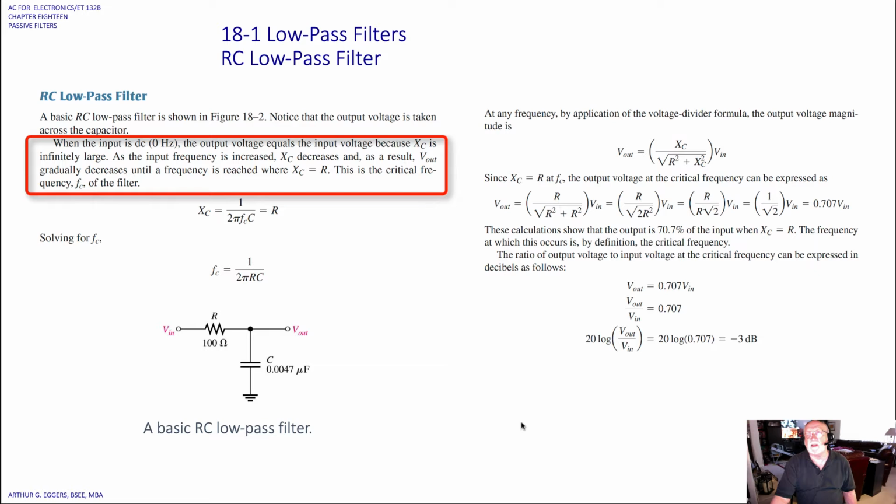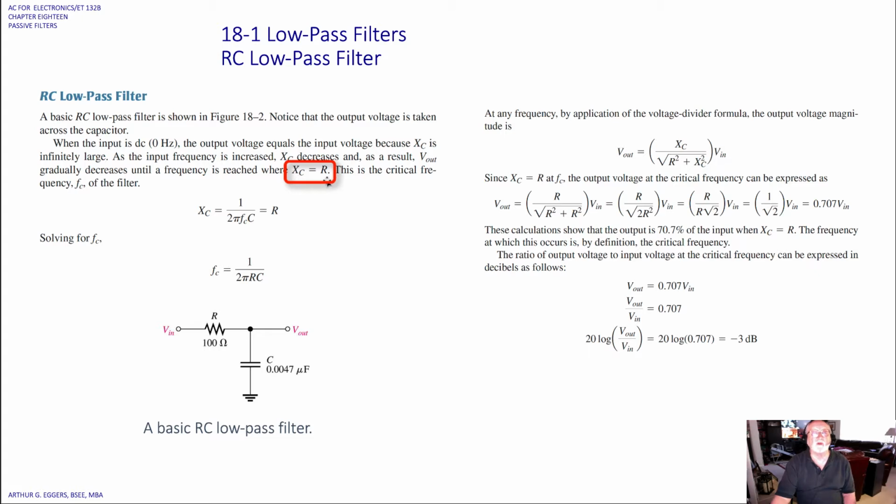When the input is DC, or a non-sinusoidal input, 0 hertz, the output voltage equals the input voltage because X sub C is infinitely large. So all you have is just the effects of the resistor in the input and the output. As the input frequency then starts to increase, so we start moving into the sinusoidal realm, the AC realm, X sub C decreases, and as a result, V out gradually decreases until a frequency is reached where now X sub C equals the total resistance.